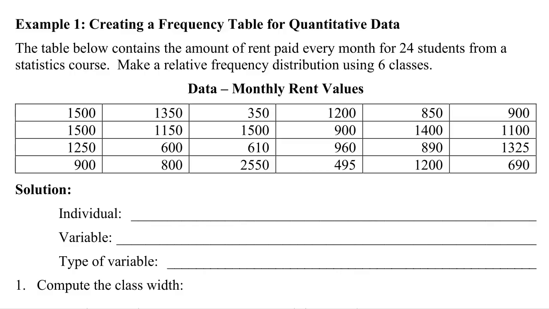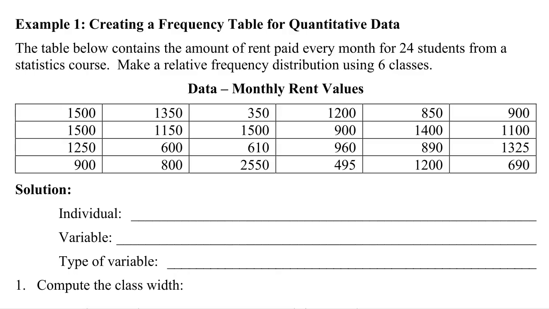Here's our first example of creating a grouped frequency table for a quantitative variable. The table below contains the amount of rent paid every month for 24 students in a statistics course. We're going to make a relative frequency distribution using 6 classes.